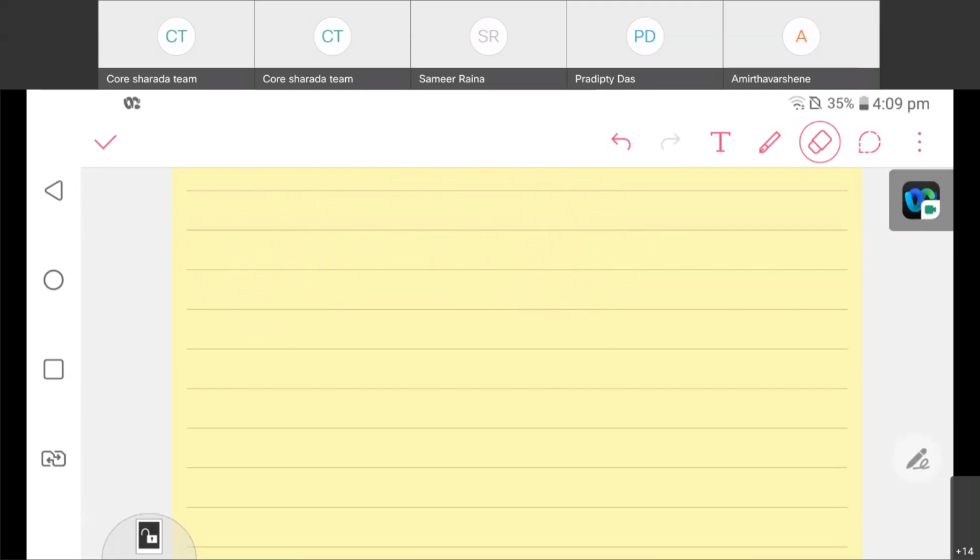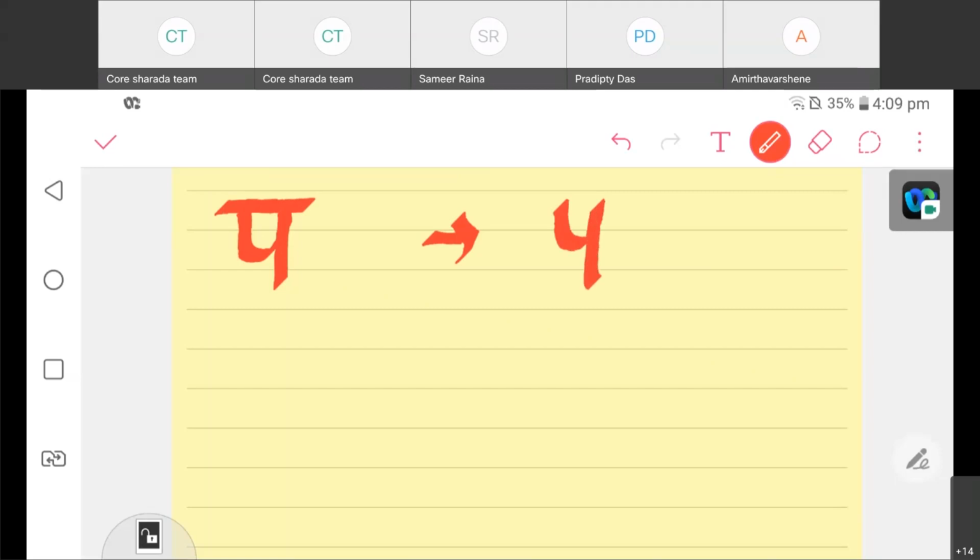Should I start a revision, a quick work of Pavarga and Yavarga? Yeah. Okay. So in Devanagari, Pa is written like this. There is no Shirorekha for Pa. And in Sharada, it's like this.